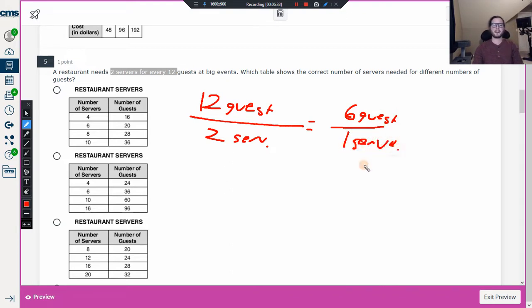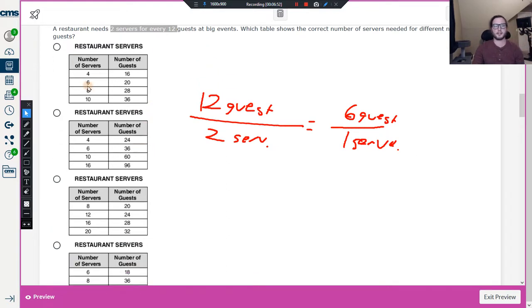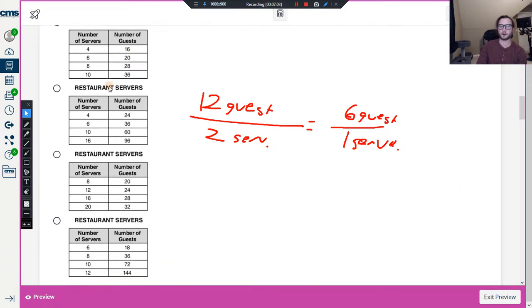So what I am doing is I am multiplying my number of servers times 6, and that should give me the number of guests. So 1 server for 6 guests, 2 servers for 12 guests, and we would keep multiplying from there. So let's check our answer choices. This first one says 4 servers for 16 guests. Well, does that check out? Is 4 times 6 16? The answer is no, it is not. So this one is wrong.